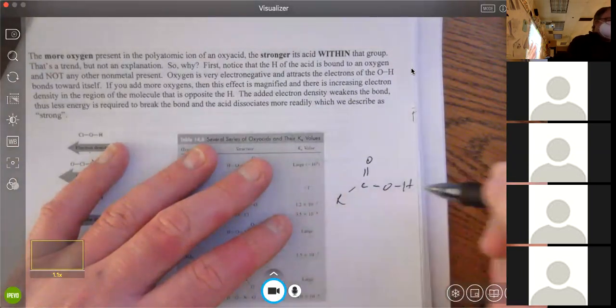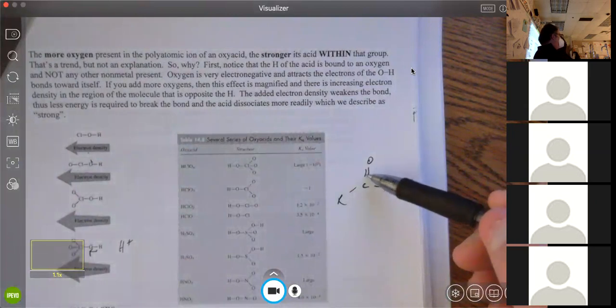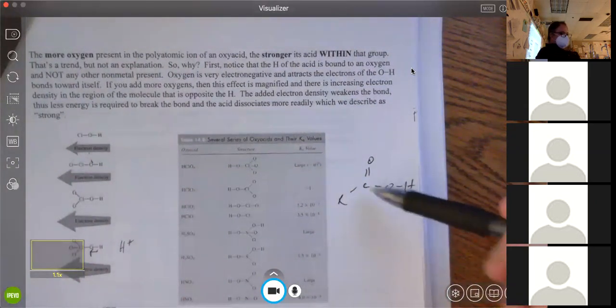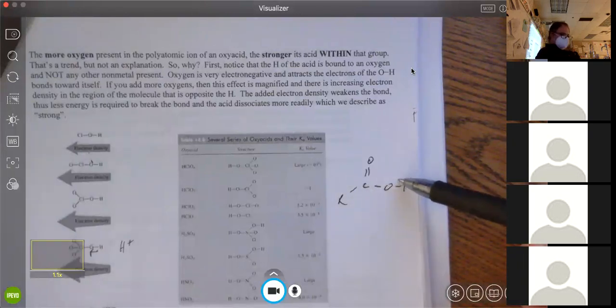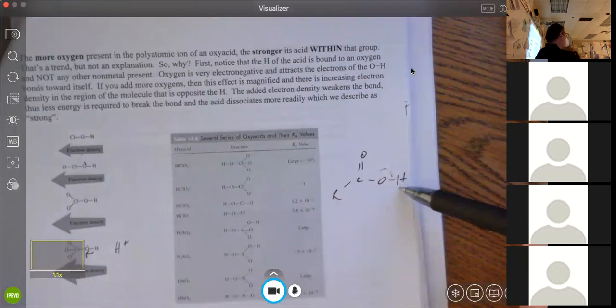If we take a look at a carboxylic acid, it's the same thing. We have this oxygen here, which is going to act as that high electron density area. These electrons here are going to get pulled into here, and the hydrogen is going to be able to be attacked.